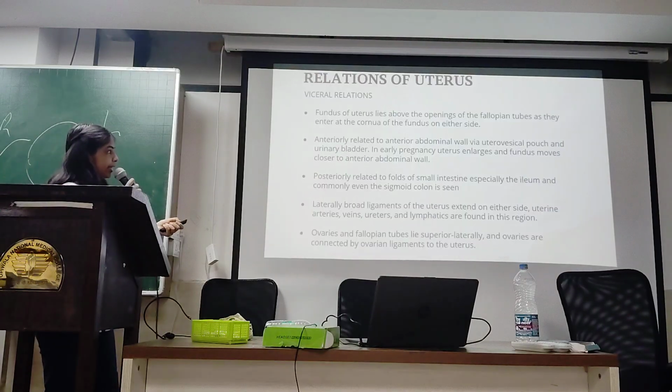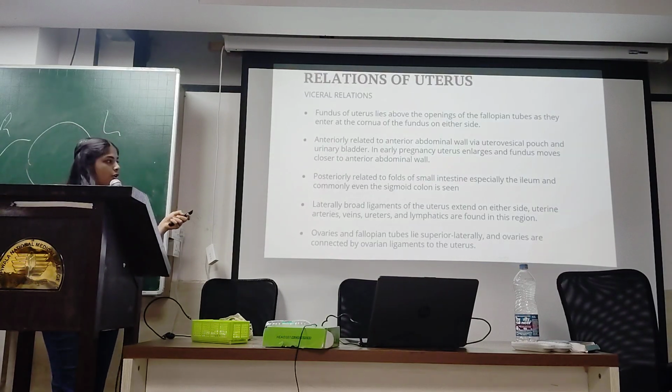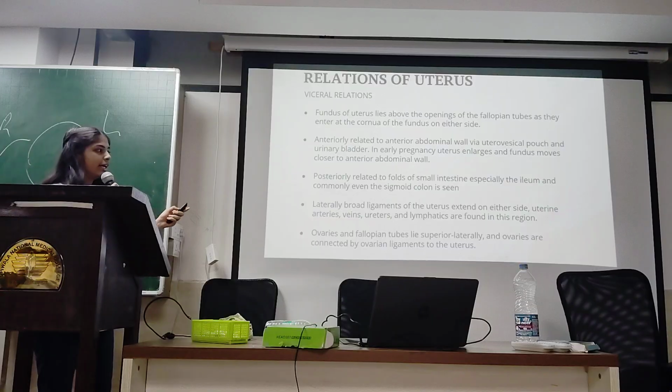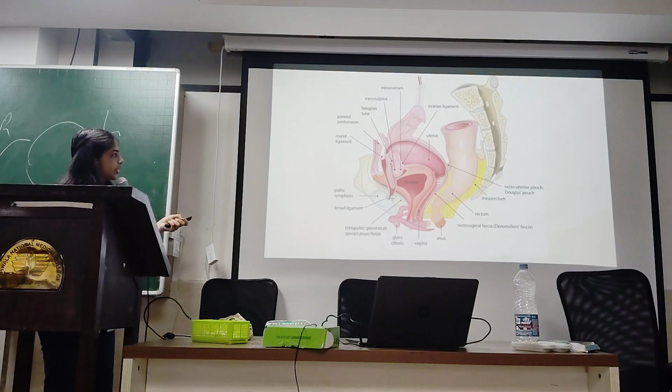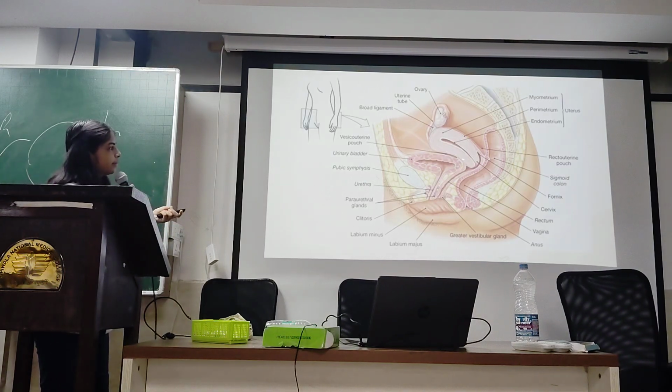Then laterally, the broad ligaments of the uterus extend on either side and include uterine arteries, veins, ureters, and lymphatics. We can see this in the diagram. Laterally it has the broad ligaments of the uterus. Also, superolaterally it is connected with the ovary, fallopian tube, and the round ligaments of the uterus.